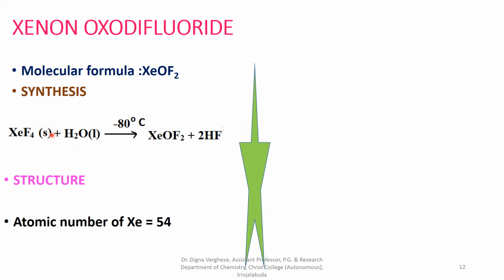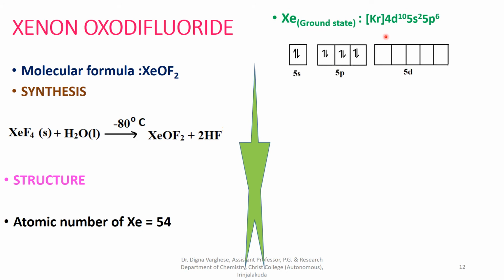Synthesis of xenon oxodifluoride: when xenon tetrafluoride undergoes hydrolysis at low temperature, say minus 80 degrees Celsius, it gives xenon oxodifluoride and hydrogen fluoride. In the case of xenon oxodifluoride, the central element is xenon and the atomic number of xenon is 54 and the ground state configuration is krypton 4d10 5s2 5p6. For xenon oxodifluoride, xenon forms 3 sigma bonds and 1 pi bond.